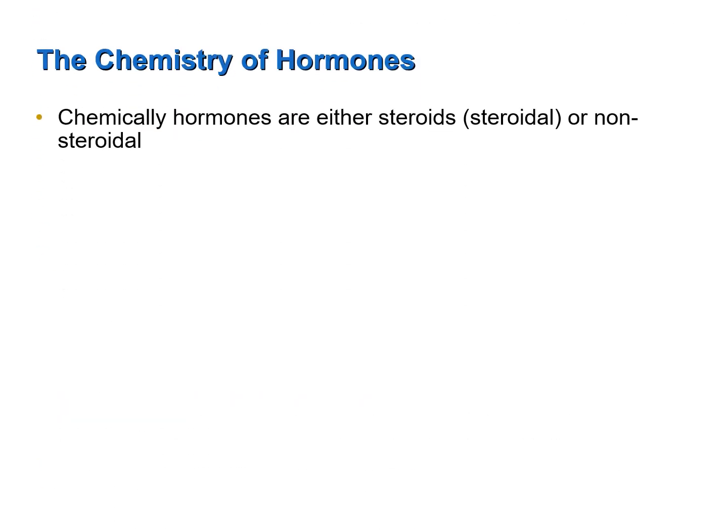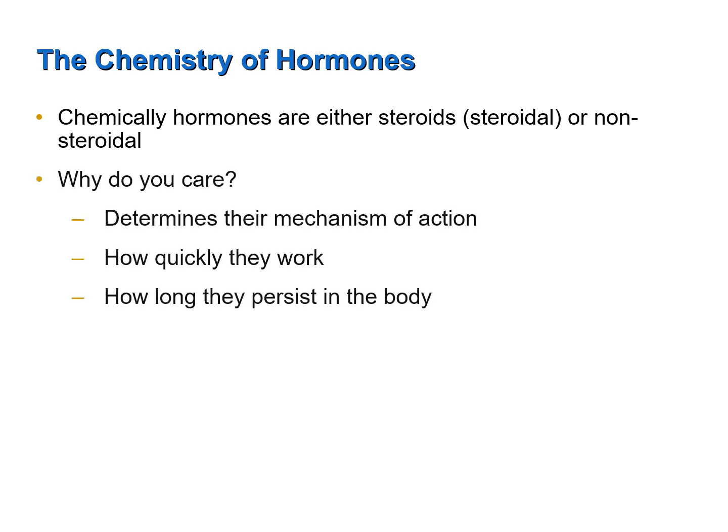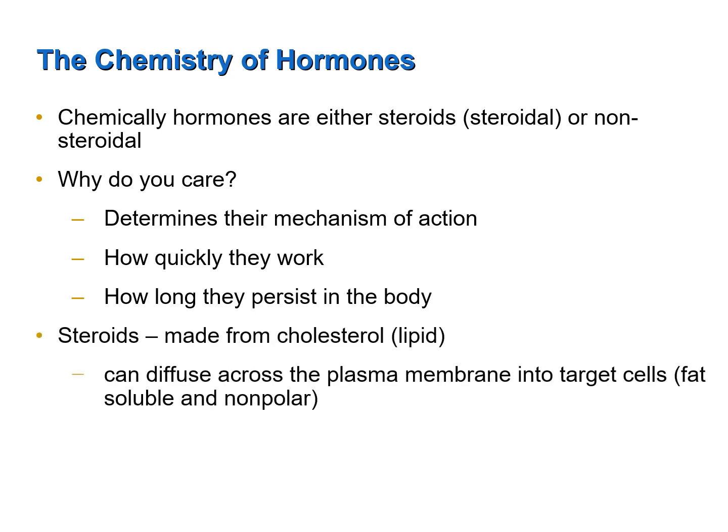Let's talk about the chemistry of hormones. The chemical makeup of hormones is as follows. Hormones are either steroids or steroidal, or they're non-steroidal. That is, they're made of amino acids or chains of amino acids, polypeptides, or proteins. Why do you care? Well, the chemistry of a hormone determines its mechanism of action, that is, how it works, how quickly it works, and how long that hormone persists in the body before it is broken down.